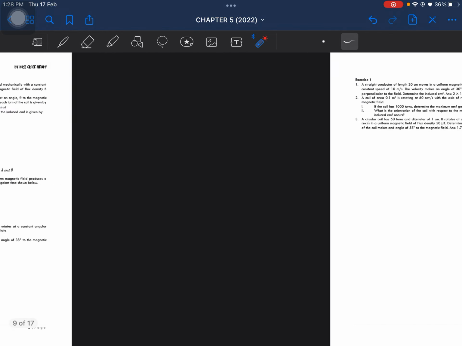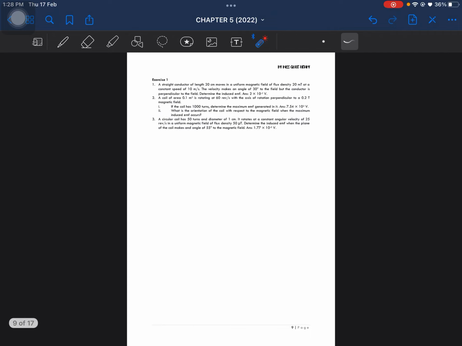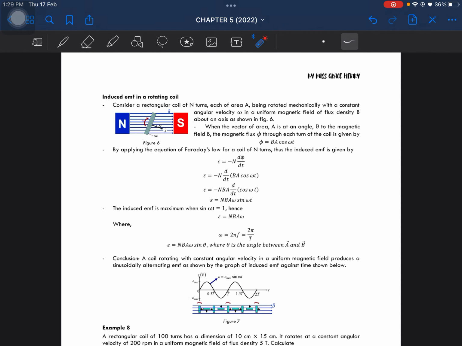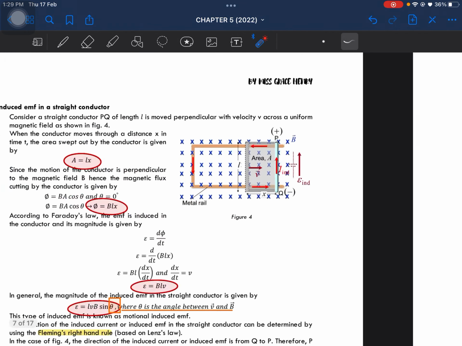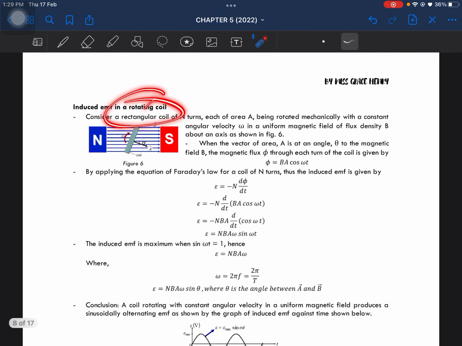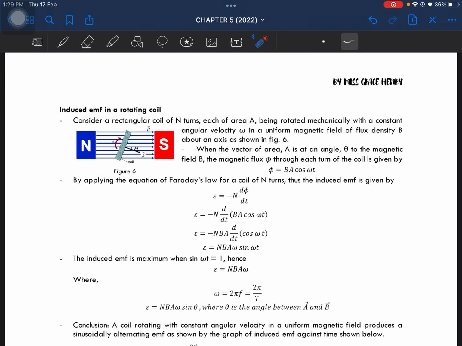Now, I think this is the last one for this subtopic. Yes. Okay, so last one, induced EMF in a rotating coil. Just now it was a straight conductor, now a rotating coil. Okay, so let's consider a rectangular coil of n turns, each of area A, being rotated mechanically. Okay, so it is rotated mechanically with angular velocity of omega in a uniform magnetic field of flux density B.